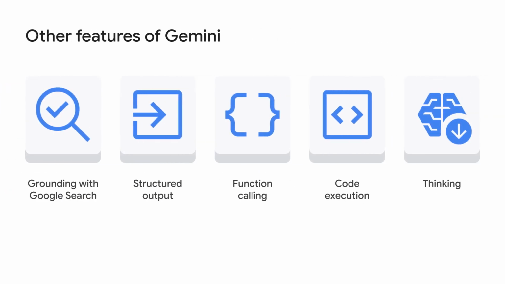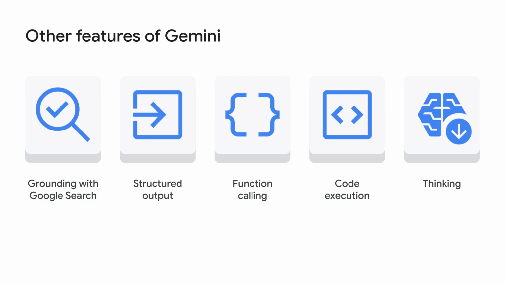Gemini models also provide other powerful features. You can enable grounding with Google Search to base responses on live web data. You can use structured output to generate output in a specific schema, so other parts of your system can read and act on those responses. With function calling, you provide a Gemini model information about functions that it can call, like what the function is for and what arguments it takes, and Gemini models can then request those functions be called and interpret their results.